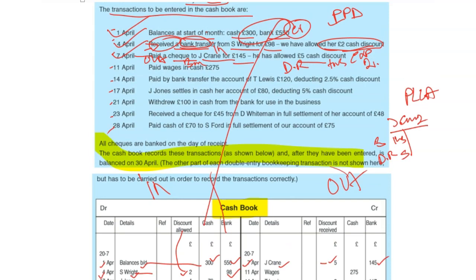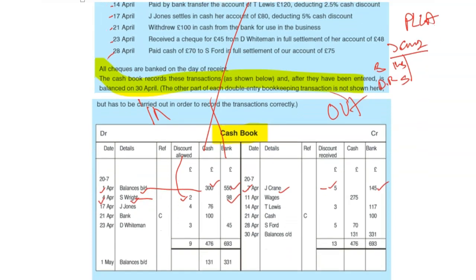Transaction number 3, basically. 11th of April, paid wages in cash. Yes, it is money out, it is credit, and it is cash. So we're going on the credit side of our cash book. This is our credit side, and cash 275, and in the detail you write wages, 11th of April.